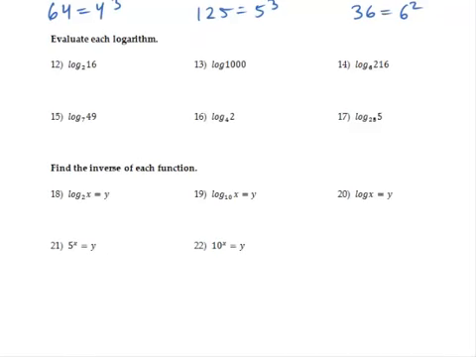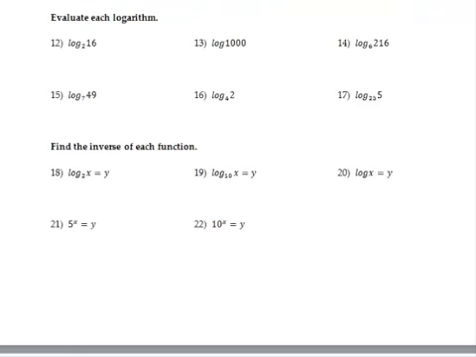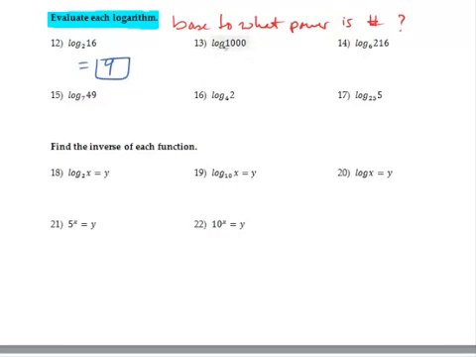Now again, for these ones, we're asking what is each log worth. So when you're evaluating, you're saying base to what power is the number on the inside. That's what we're asking ourselves. So 2 to what power is 16? 2 to the 4th. Nothing written, so it's a 10. 10 to what power is 1000? 10 to the 3rd. 6 to the 3rd power is 216. 7 to the 2nd power is 49.